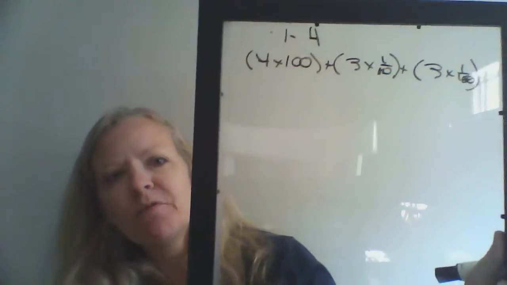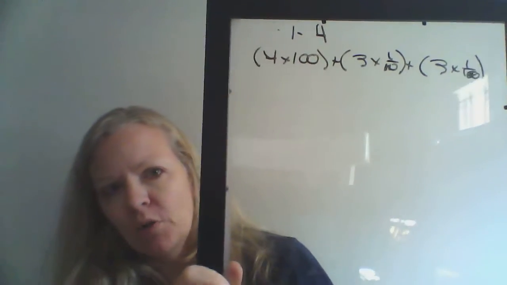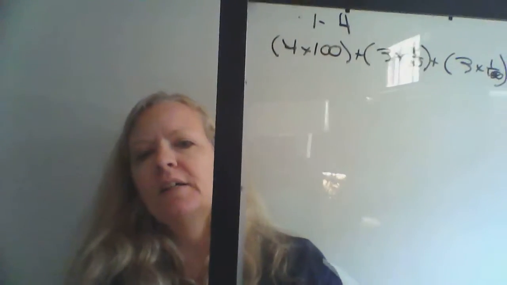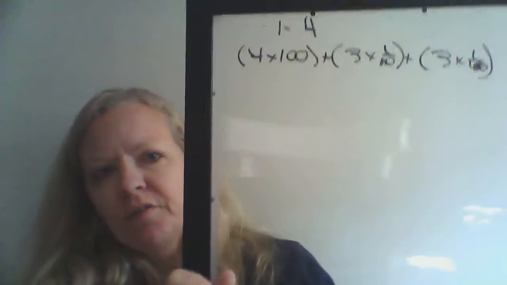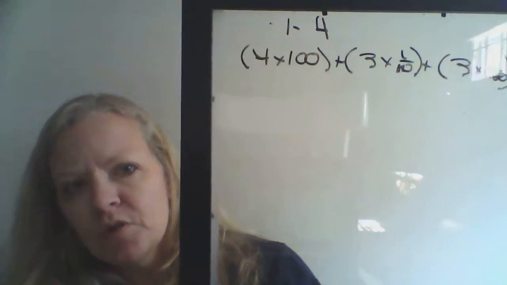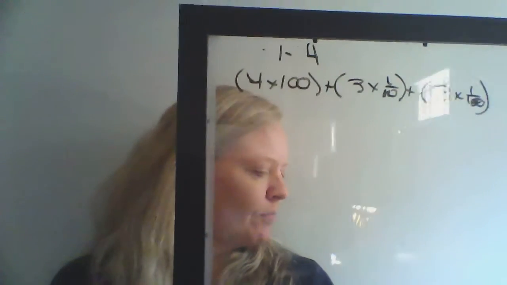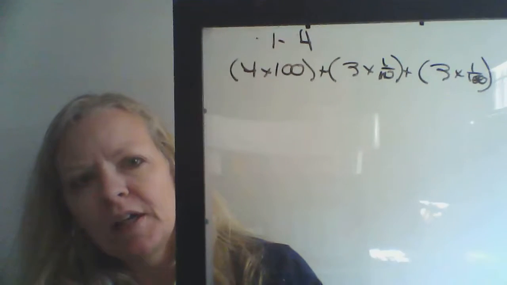There, more expanded form. I'm actually giving you the expanded form first, and we're going to take a look at it, analyze it, and work our way back to figure out what the number is. So what do we have here? This is part of lesson 1.4, decimals and place value again.